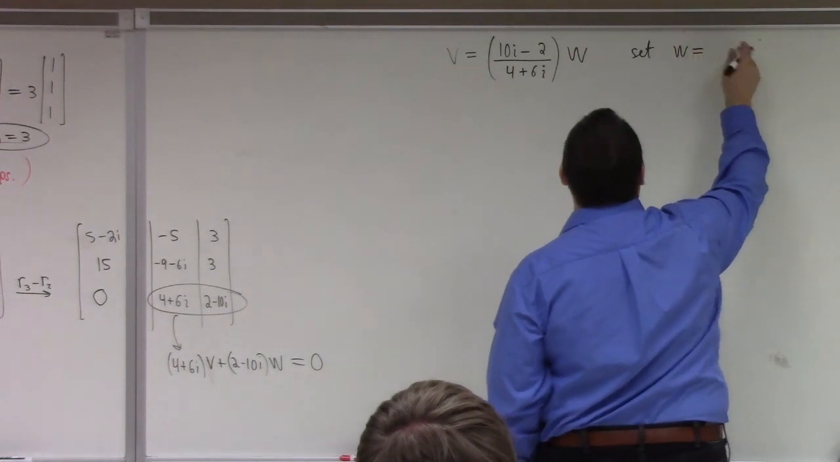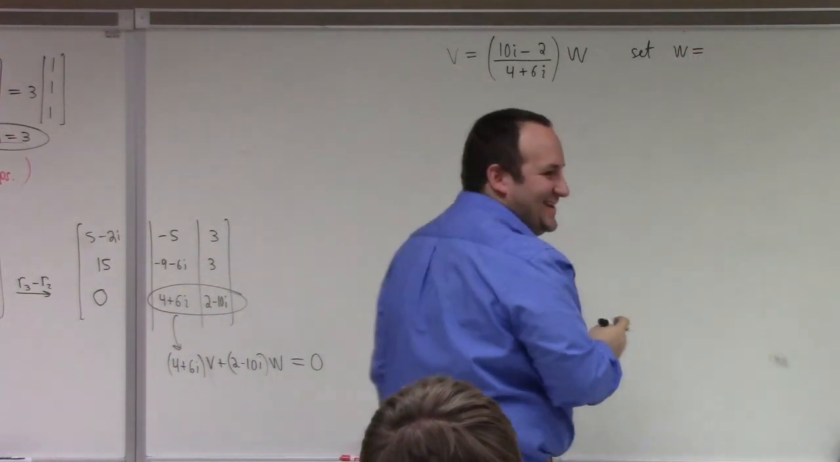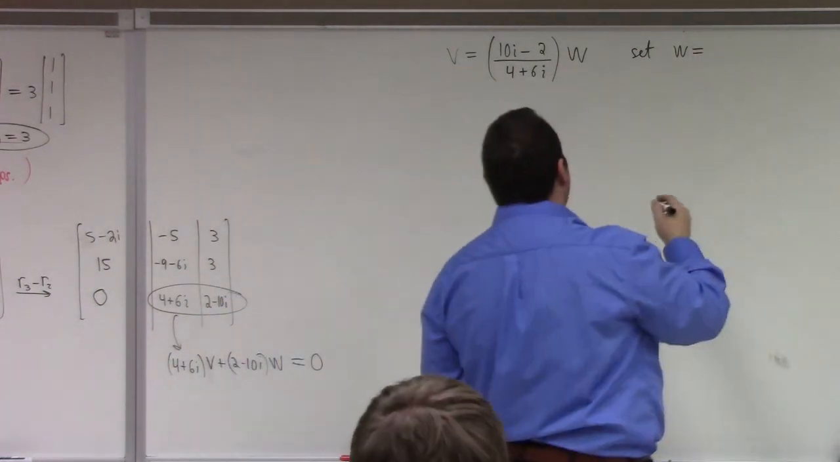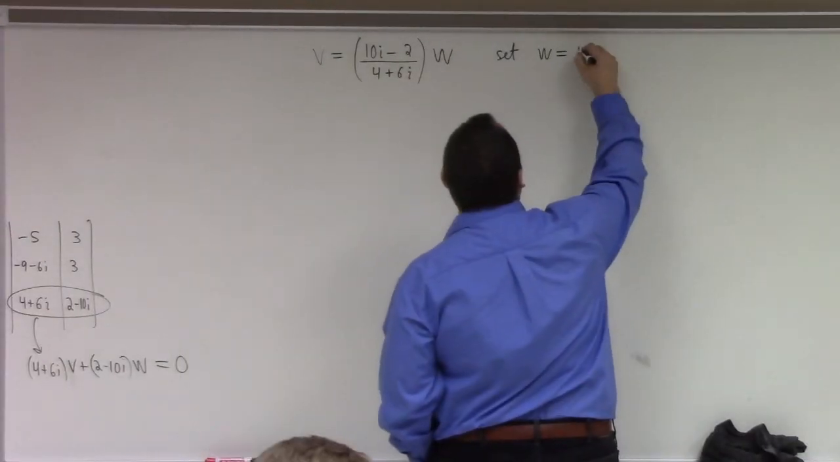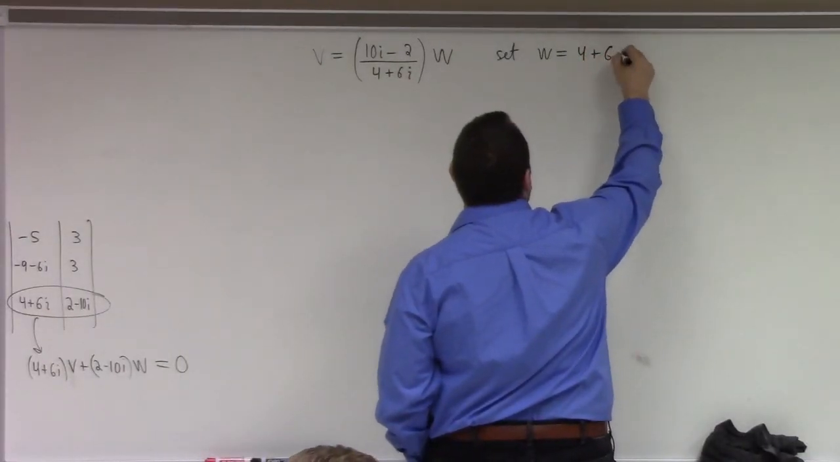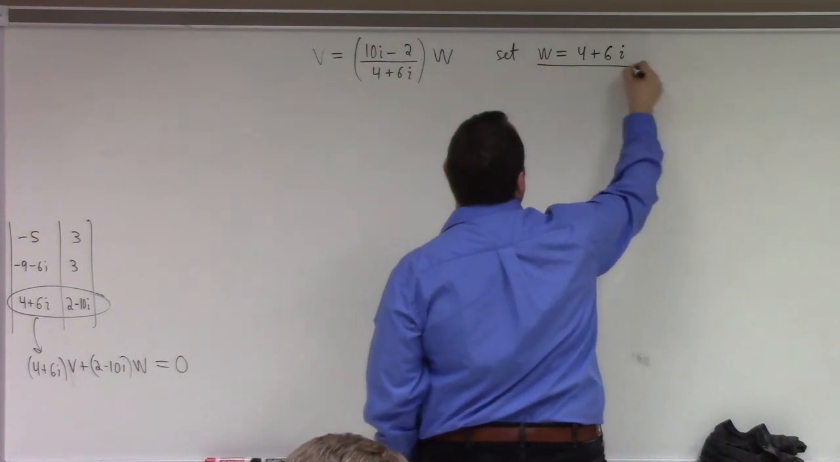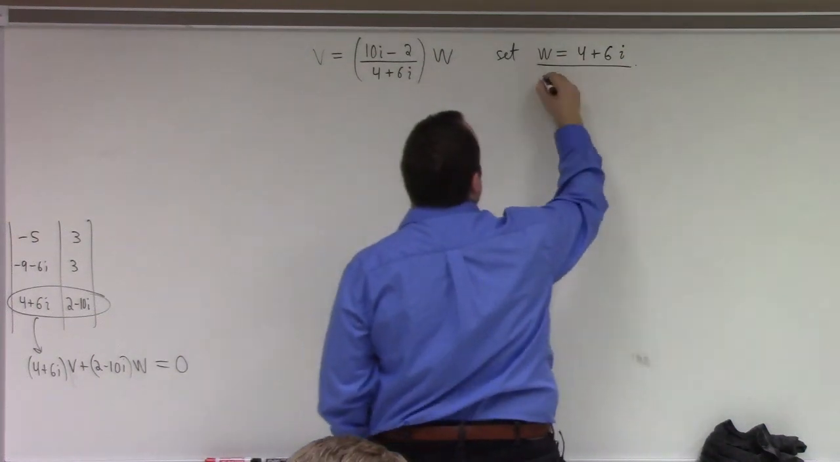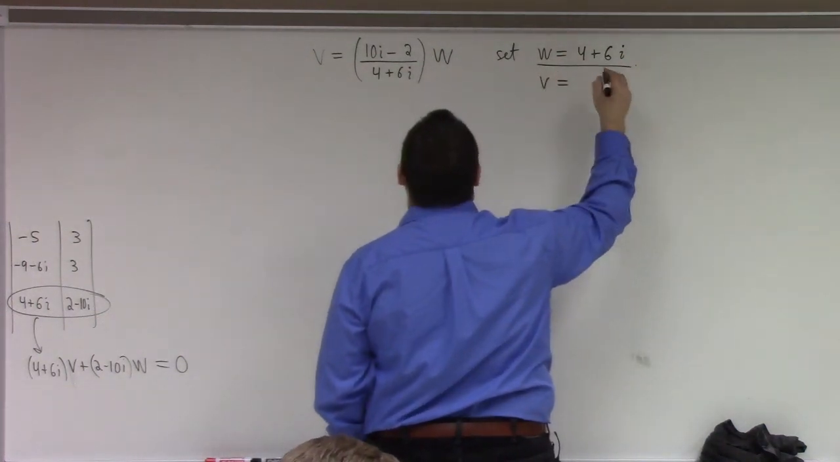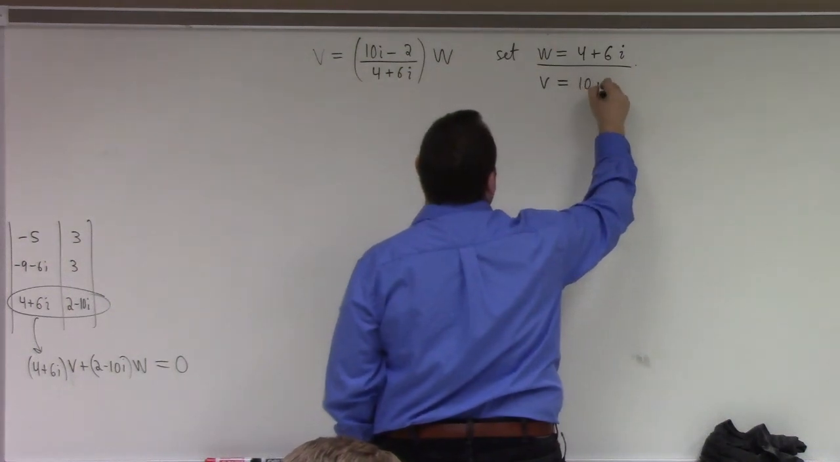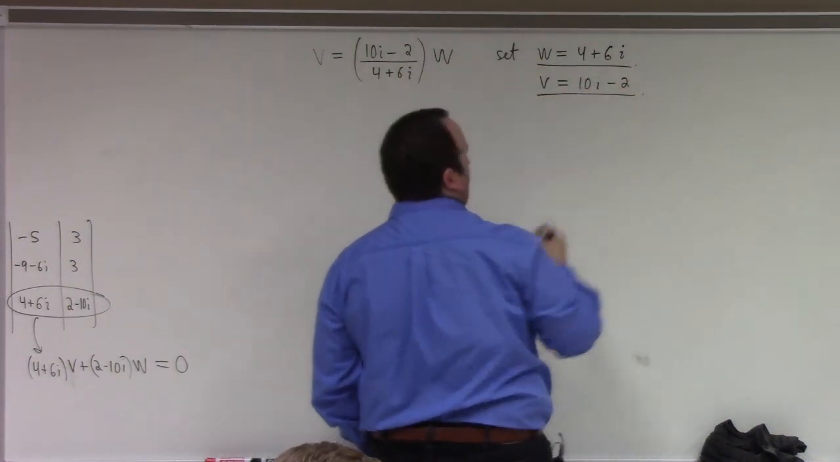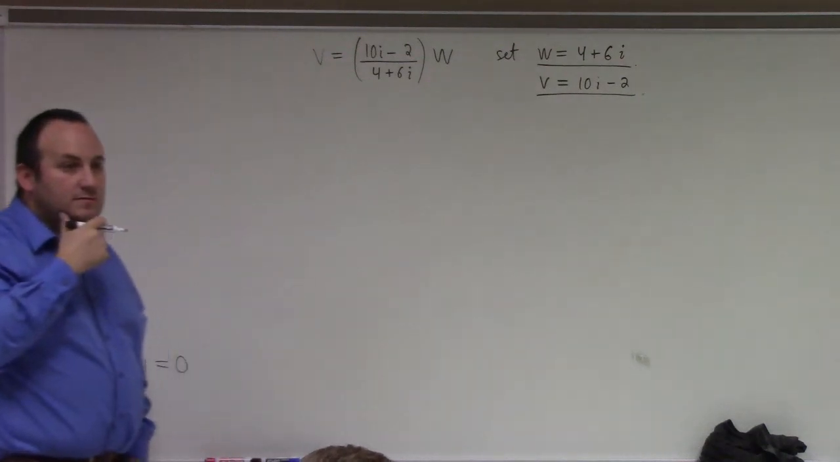Set w equal to 0. That is the one thing we cannot do. Any choice but that one. Let's see here. So let's try 4 plus 6i, which seems like the laziest possible choice. If I do that, then I already know what v is. V is equal to what? 10i minus 2, right? And then how do I find u?